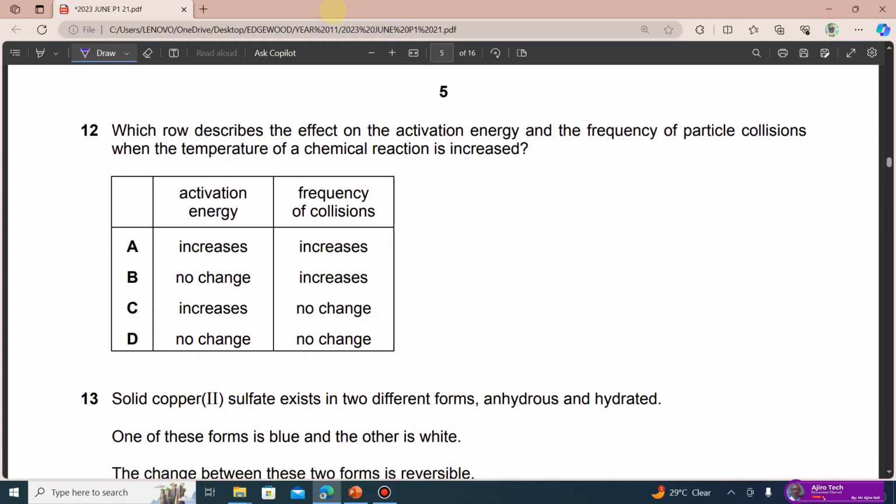Question 12. Which role describes the effect on the activation energy and the frequency of particle collisions when the temperature of a chemical reaction is increased? So you should know that when the temperature is increased, the activation energy is increasing, and then the frequency of collision is equally increasing. So this is a straightforward answer. So it is simply A.